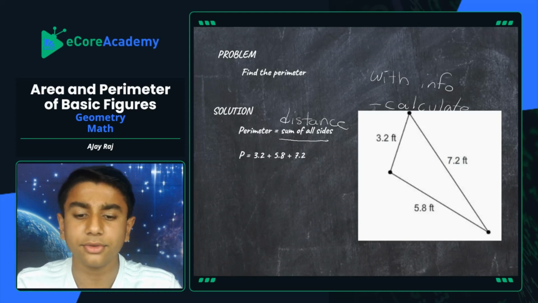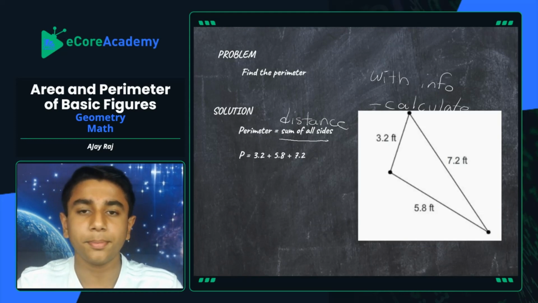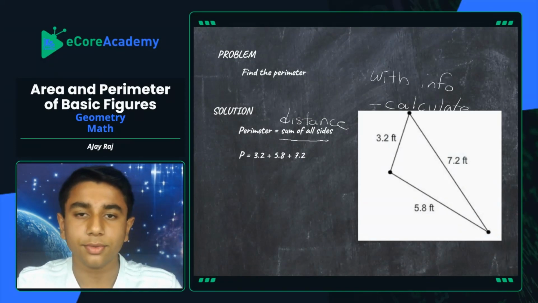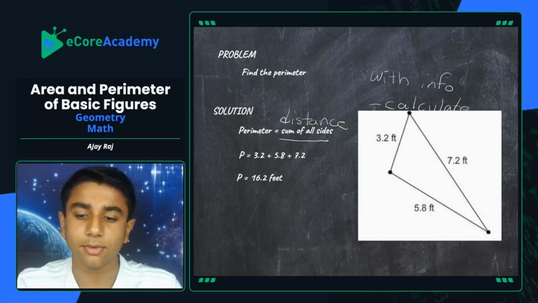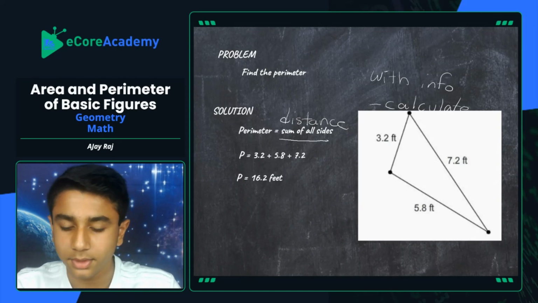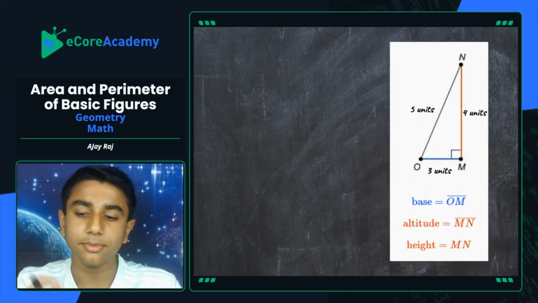And after we plug in all of our values into our equation, we're simply just going to plug that into a calculator or just write it out, and we're going to get that your final value is p equals 16.2 feet, or perimeter equals 16.2 feet. And that's the total distance around this entire triangle. Now we're going to look at an area problem here.